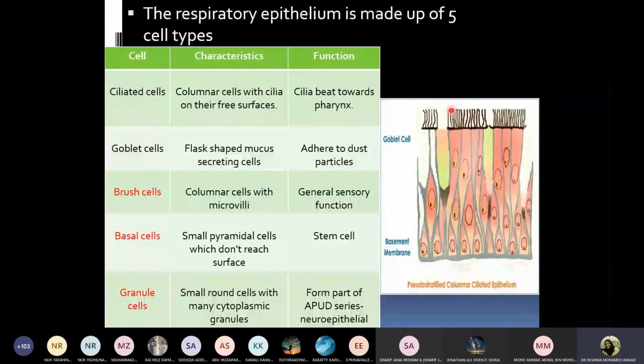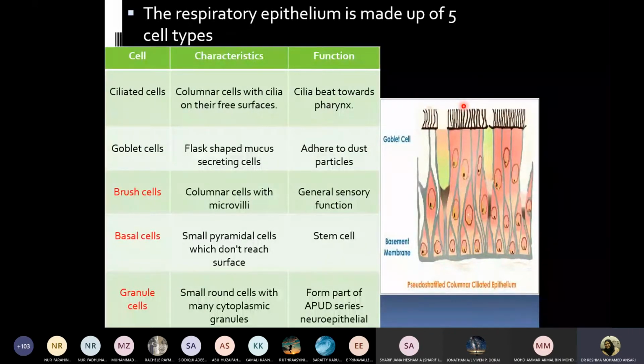What is the function of microvilli? Absorption. Increased absorption. Yeah, so for your GIT, it is going to be microvilli. Whatever you eat, you're supposed to absorb that. So that is why you have microvilli. So the most common cells I see in the respiratory epithelium is the ciliated cells. Number 2 will be the goblet cells.